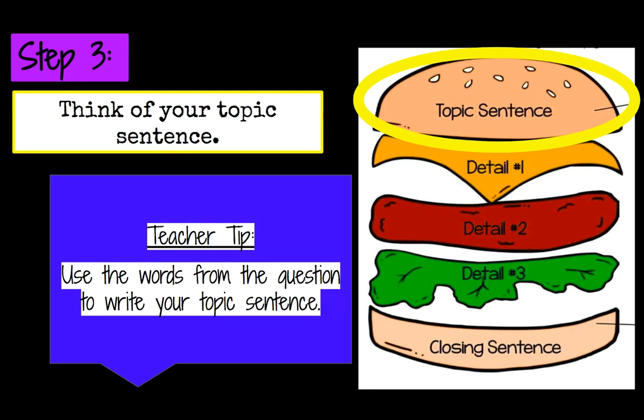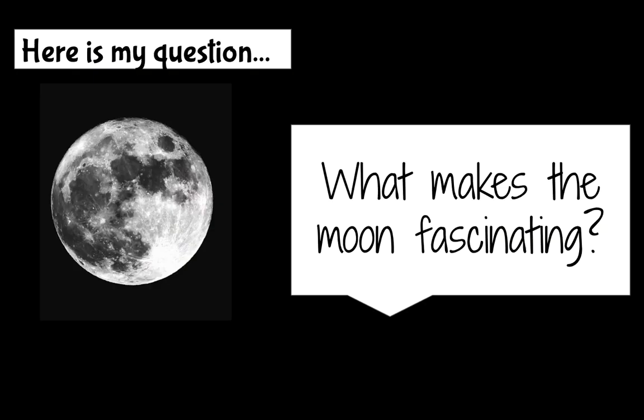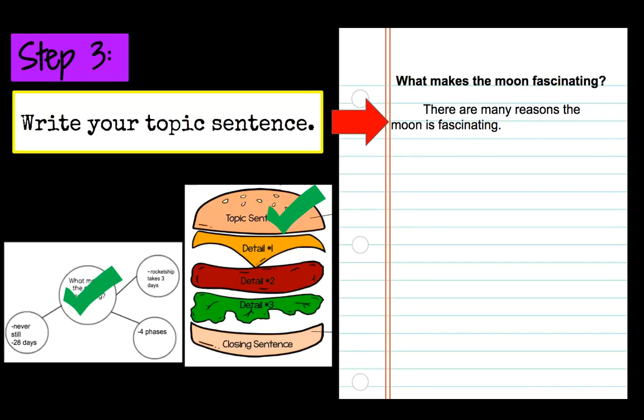Step 3. Think of your topic sentence. Remember, use the words from the question to write your topic sentence. Let's look at our question again. I'm going to talk about what makes the moon fascinating, and I'm going to give you lots of reasons. So maybe my topic sentence could be, there are many reasons the moon is fascinating. I have to remember to indent before I write it. There are many reasons the moon is fascinating. I'm done with my topic sentence.